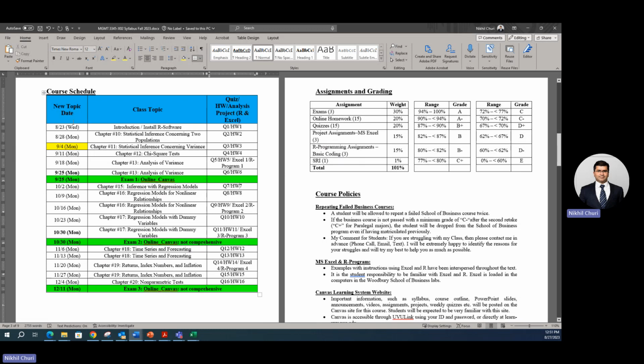So this is the course schedule for the whole semester. Here's a timeline starting from 8/23. Then every Monday a new topic will be introduced. So here is 8/28, then the next Monday is 9/04, then 9/11, 9/18, 9/25. And then we enter into October, then we enter into November. And finally, the final exam will be opened, due on 12/11. So this is the plan for the entire semester.